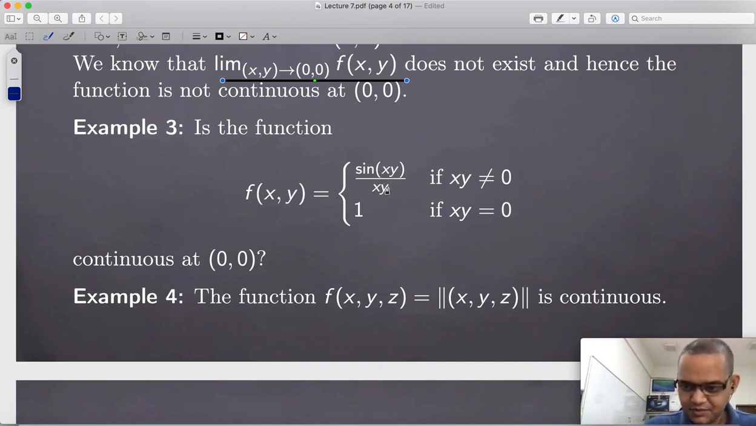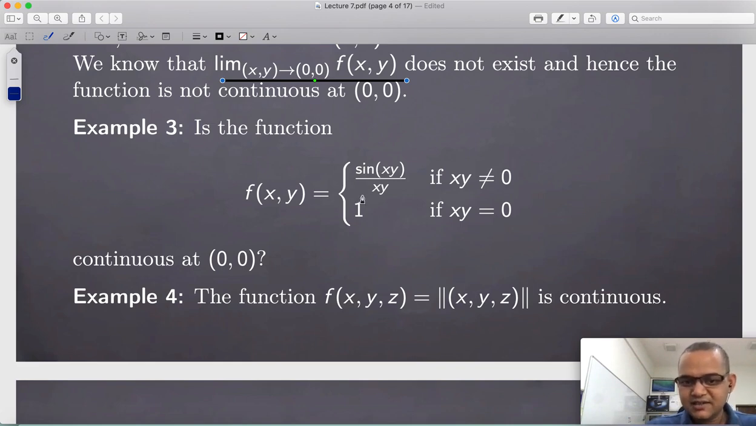Here, when both of them are 0, 0, it definitely looks like there is going to be a problem over there. But this function should remind you of something from your calculus 1, like sine x by x, isn't it? Because this is xy and then xy, so the behavior of this is going to be exactly like sine x by x. So just recall how you show that the limit as x goes to 0 of sine x by x is, and if you calculate it, you will find that the value is actually 1.